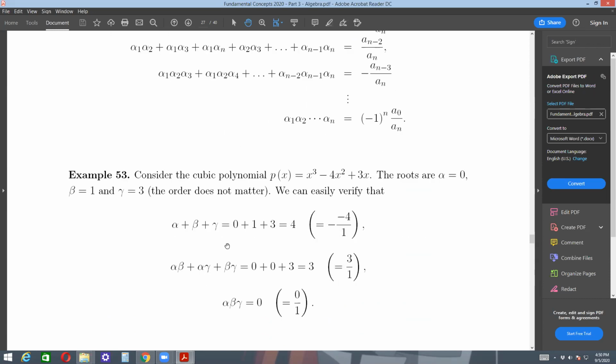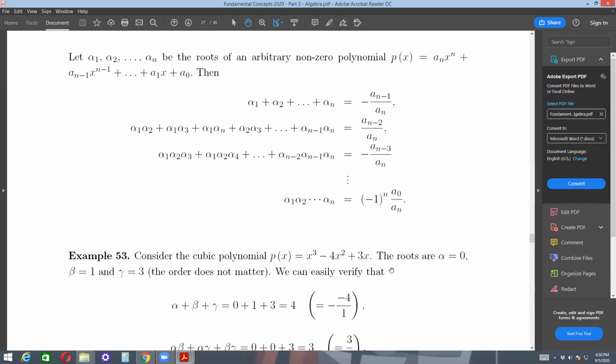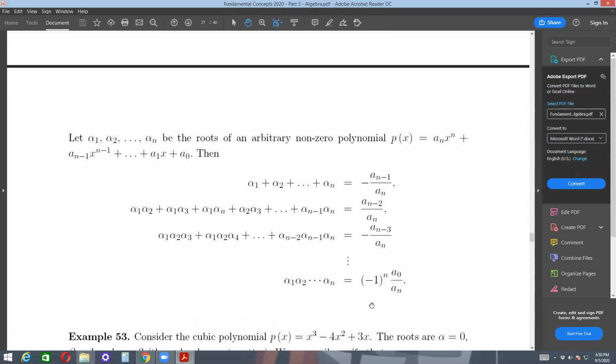You could look at this for the case of a cubic. So the roots would be alpha, beta, gamma. So you have alpha plus beta plus gamma is minus b over a. Alpha beta plus alpha gamma plus beta gamma is c over a. And then alpha beta gamma is minus d over a. It's always nice when a is 1 because you don't have fractions. It's just numbers, just integers. Right, but this is the more general case.